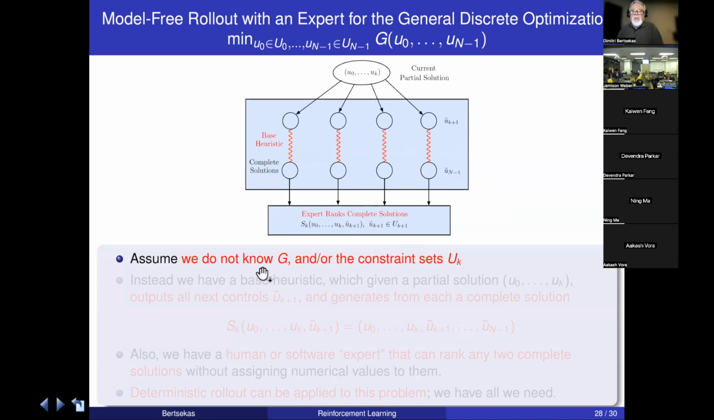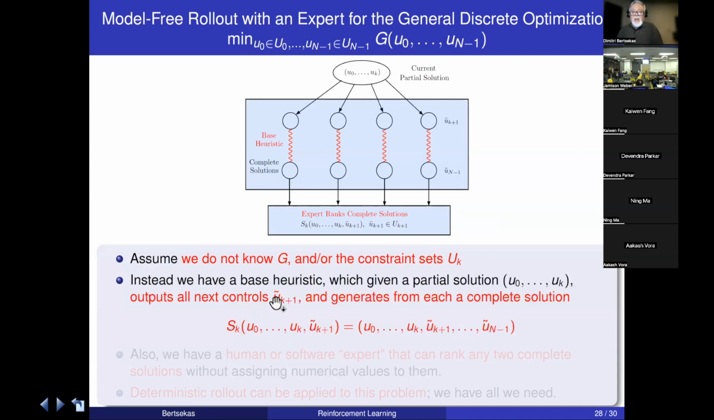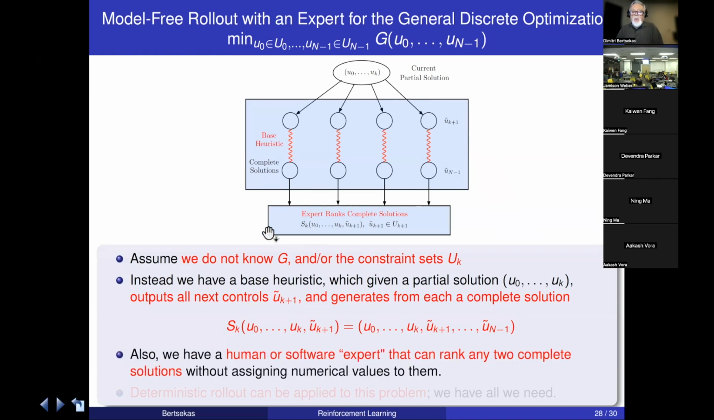On the other hand, what happens if we don't know G and we don't know the constraints? Instead, we have a base heuristic, which, given a partial solution, it can compute all next controls and generate from each one a complete solution. So this is a heuristic that completes a partial solution, but it's sort of invisible to us on how it does it. It's hidden inside some computer. Now, the other question is, suppose we have these complete solutions generated by the heuristic, how do we compare them? How do we choose the best one?